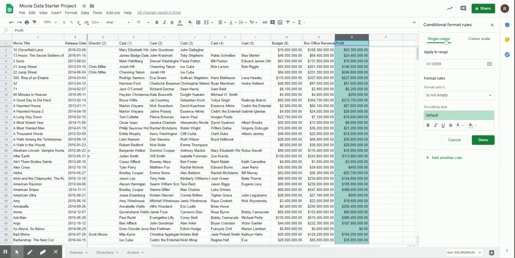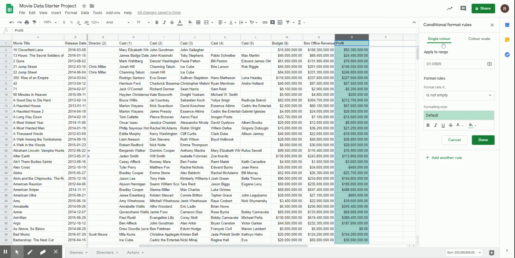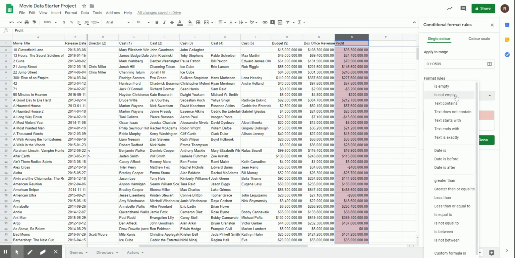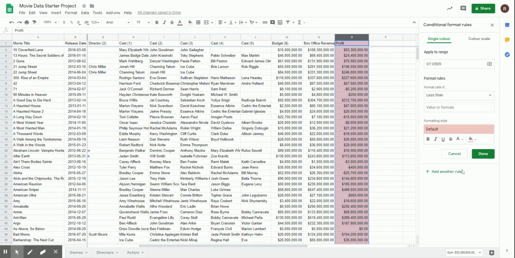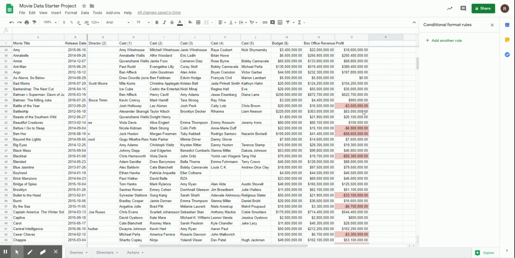So we're going to use a single color. We can use a color scale if we wish, but we're not going to do that yet. I'm going to say I want the cell to go red if the cell is less than 0. Now all of the cells within this range, if the number inside them is less than 0, will go to this nice peachy pink, light red color. So that makes that data a lot easier for me to read.